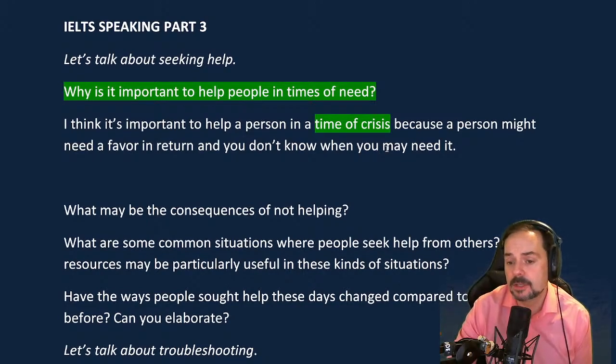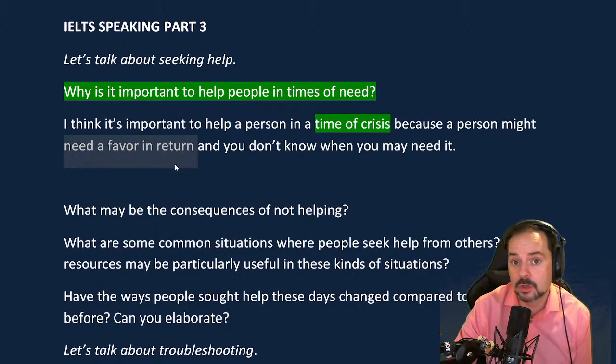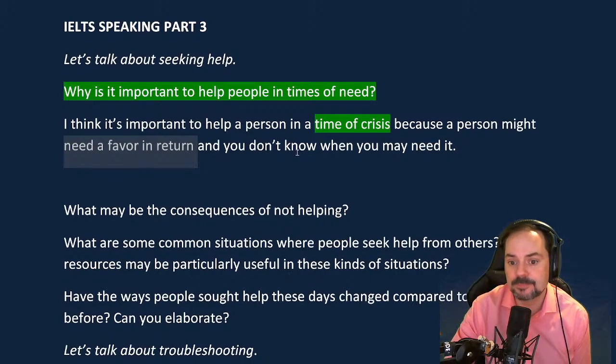And then another part that you did really well, Harwinder, is that you immediately explained your answers. So you said because a person might need a favor in return, which is a good logical answer. It was very clear.